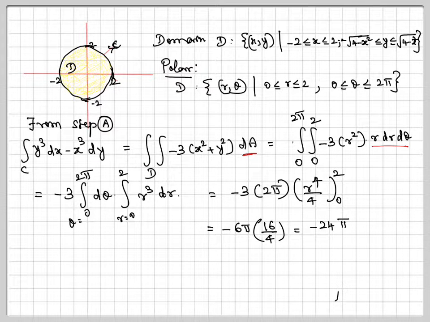So in this problem, notice that the curve is already given to be positively oriented, so we can directly apply Green's theorem. If it is not, then we have to make adjustments to the way we evaluate the integral. Hope this video helps.